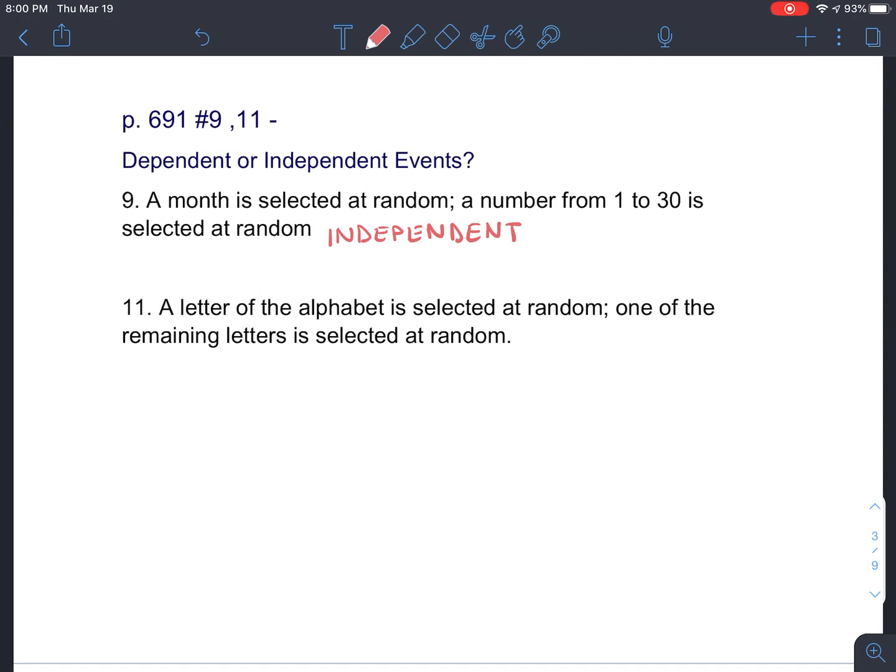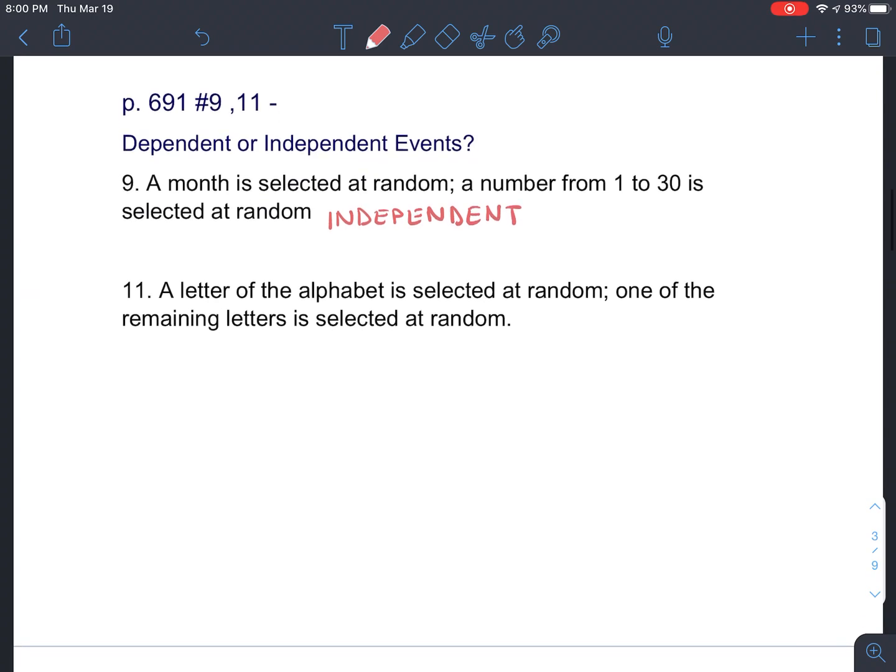Number 11. A letter of the alphabet is selected at random. One of the remaining letters is selected at random. So the question is, does the second event depend on what happens in the first event? And the answer is yes, right? Because if you pull a letter from the alphabet, let's just say you pick A. On the second round, you no longer have A to choose from. You only have from B to Z. So what you choose in the second round is dependent upon what happens in the first round. So these would be considered dependent events.